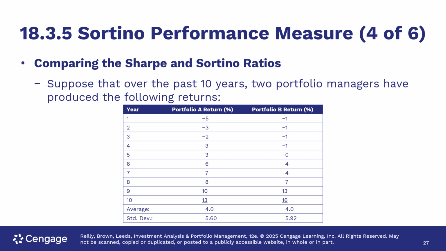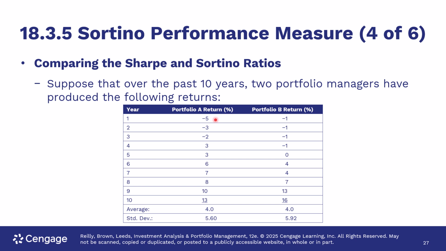Okay, so here is the example. It says, suppose over the past 10 years, so we have historical data, 2 portfolio managers, they're calling it Fund Manager A and Fund Manager B, have the following return. So this is historical data. In year 1, Fund Manager A lost 5% for their investors. In year 8, Fund Manager A gained 8% for their investors. That's how you read this table.